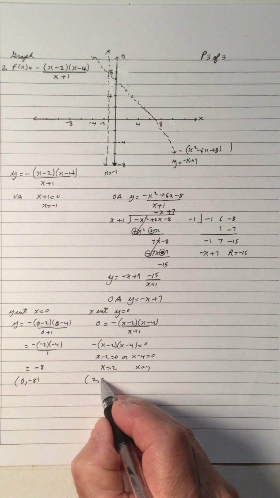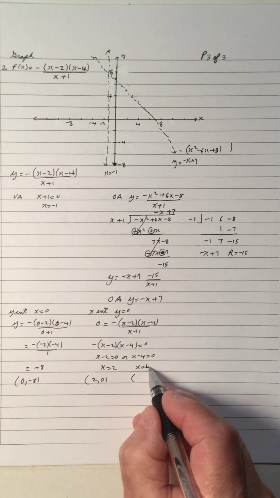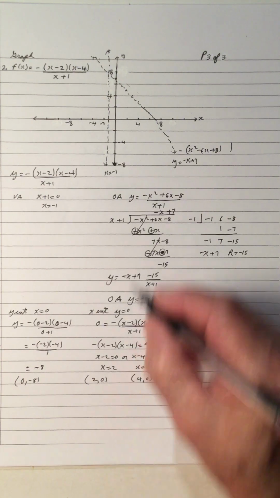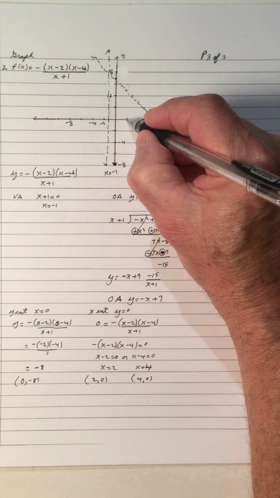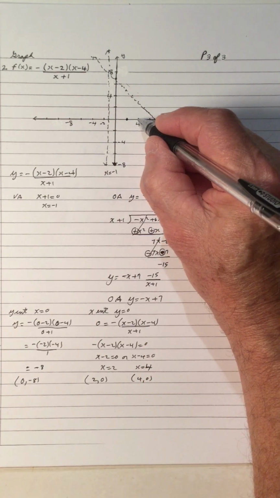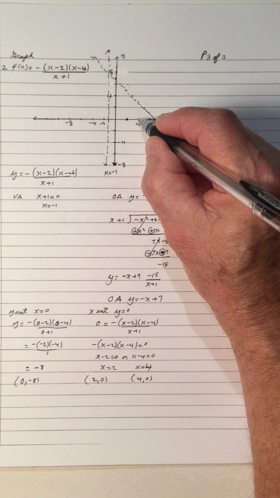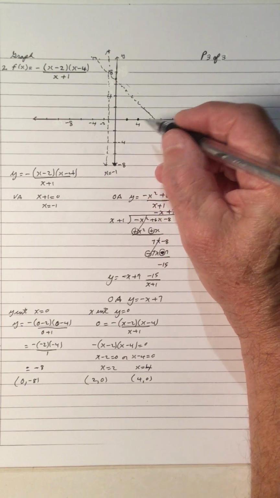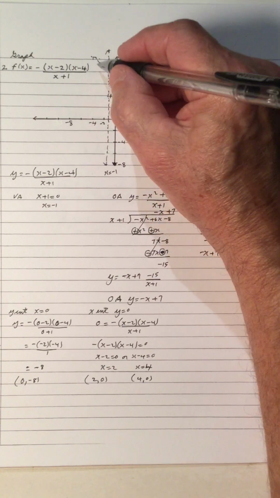So x is 2, y is 0. X is 4, y is 0. So x is 2, right here, y is 0. X is 4, y is 0. Okay, right here. Got those two. So it looks like it's in here and here.